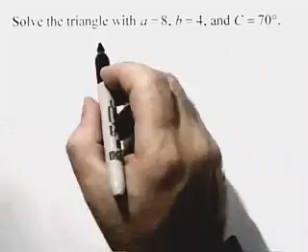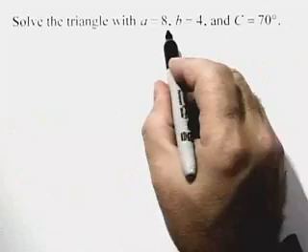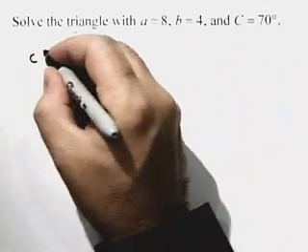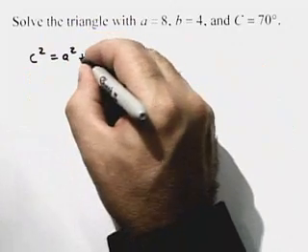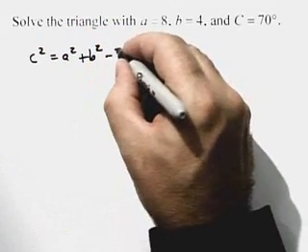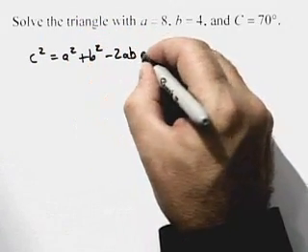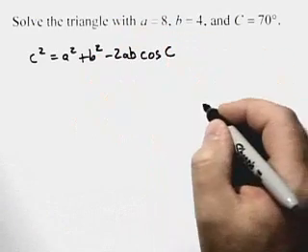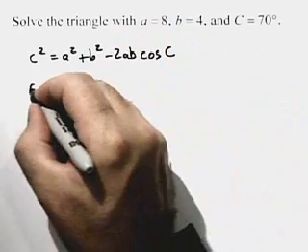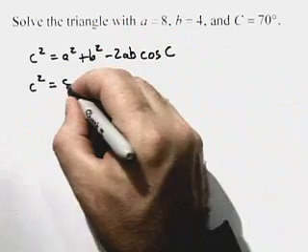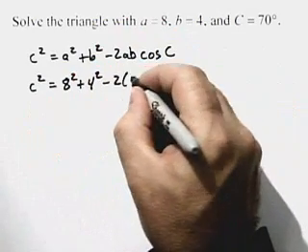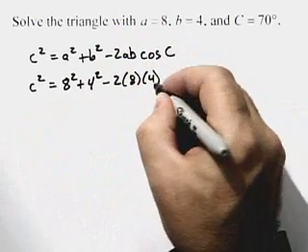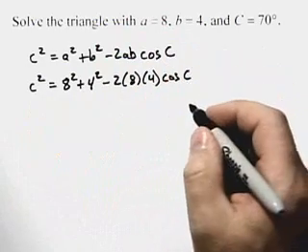We're going to start by finding the third side, or the length of the third side, C, by using the law of cosines. We'll have C squared equals A squared plus B squared minus 2AB times the cosine of angle C. This gives us C squared is equal to 8 squared plus 4 squared minus 2 times 8 times 4 times the cosine of angle C.